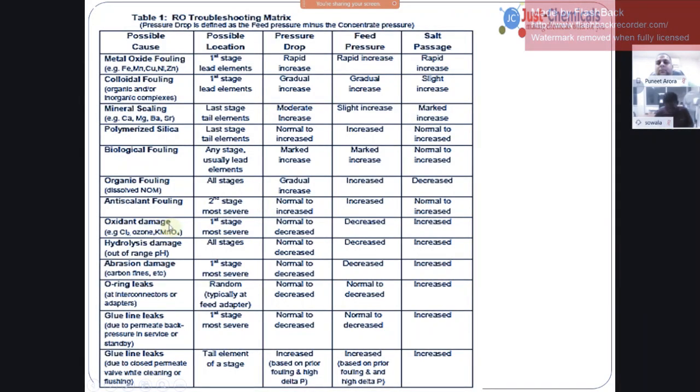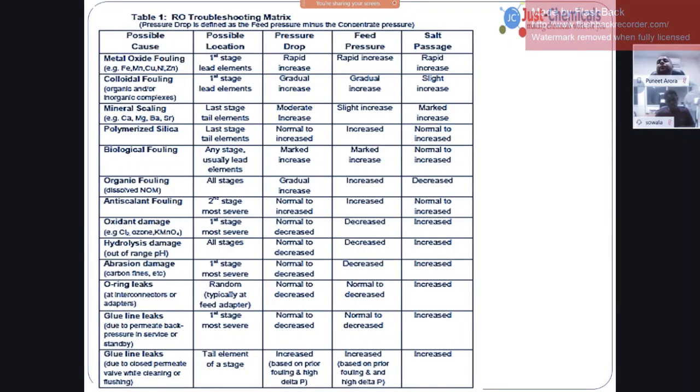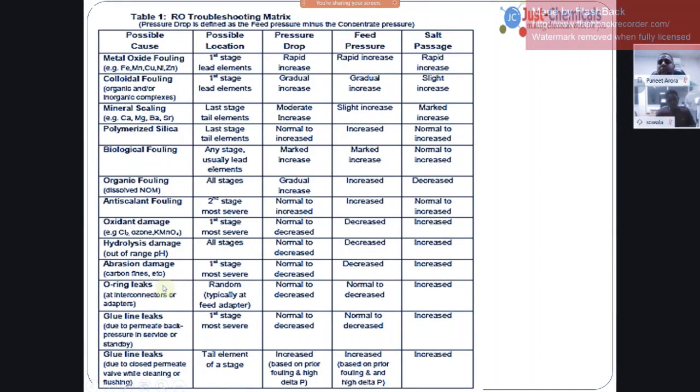Oxidant damage, that I told you already, ORP, if you are adding chlorine, ozone, or KMnO4. In Nigeria, maybe chlorine is what is being added over there, or chlorine dioxide. So if there is oxidation damage, these are the indications where the salt passage will definitely increase. Then hydrolysis damage, abrasion damage, O-ring leaks. If O-rings have failed at any interconnectors or adapters, you will see that feed pressure is normal to decreased.